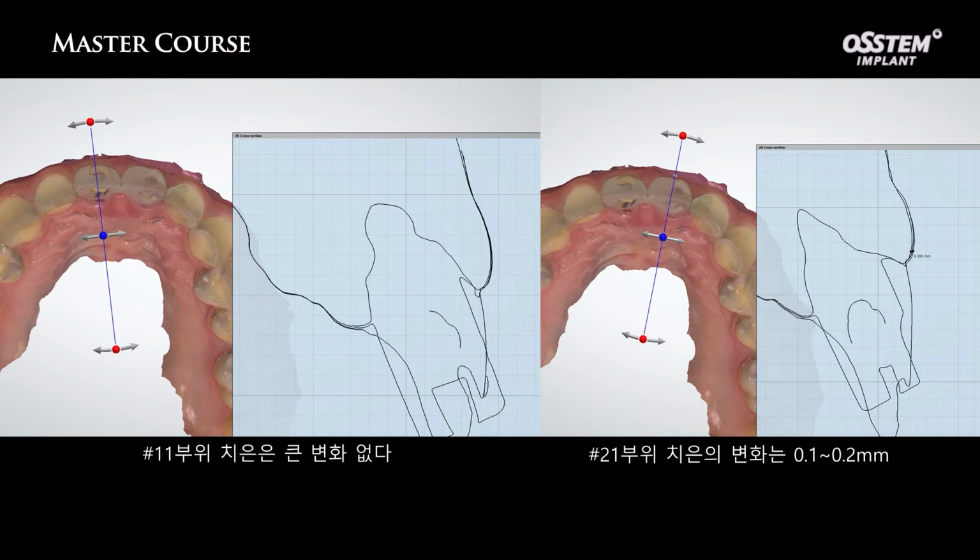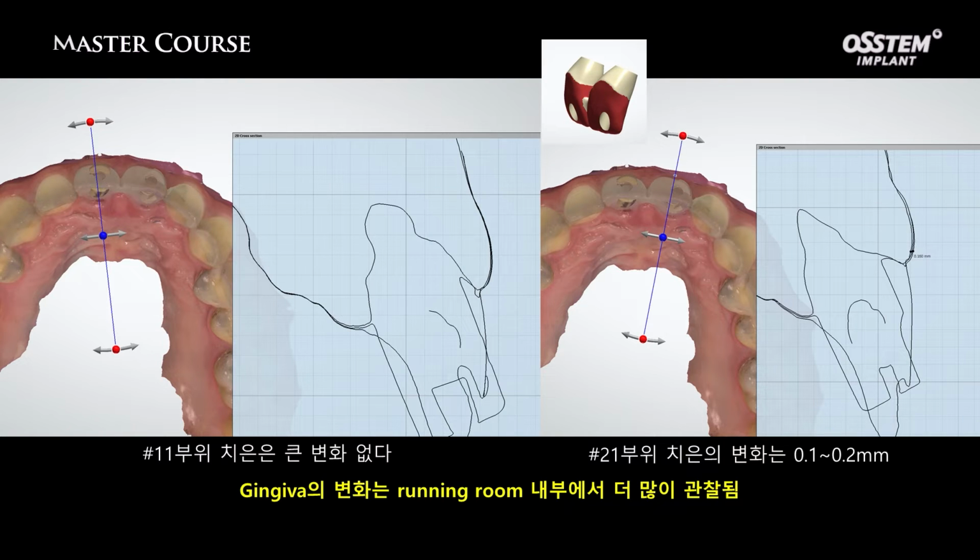In number 11 and 21. So as you can see, you see the scanned, and when temporary is in or out, the external shape of the gingiva is not that much changed with 11 or 21. But here, on the inside, not outside but inside, in the running room area, in other words, it's a bit differently shaped than the temporary. It seems to be a bit pushed toward the inside.